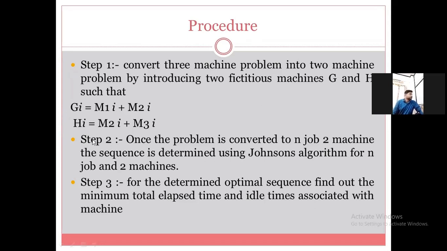Then step two: once the problem is converted to an n jobs two machine problem, the sequence is determined by using Johnson's algorithm for n jobs and two machines.